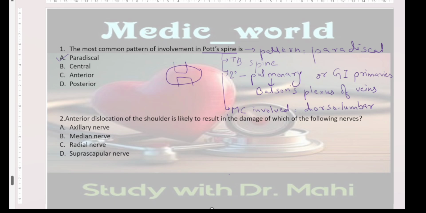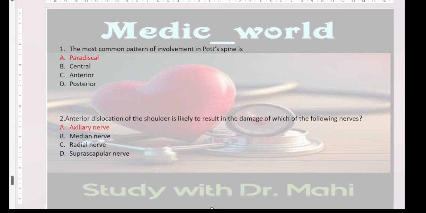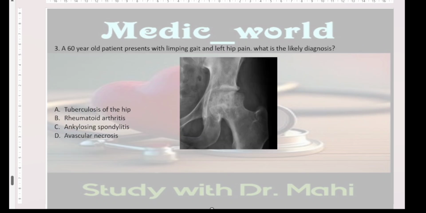Now let's move towards the other question that is anterior dislocation of the shoulder is likely to result in the damage of which of the following nerves? In anterior dislocation of shoulder, the most commonly involved nerve is the axillary nerve. We know this. Okay. Now let's move towards the other questions.